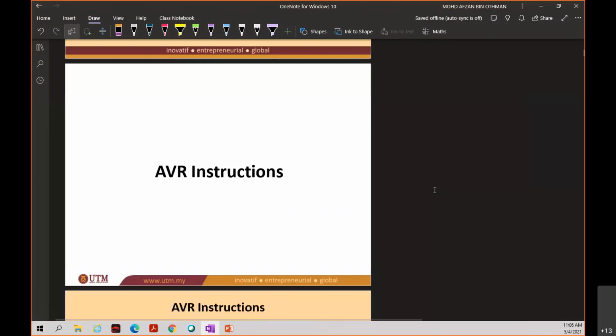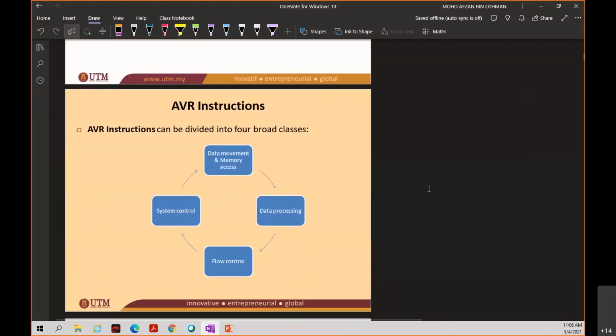Let's look at module 5. Here you will learn about the AVR instructions that you are going to use throughout this course. These AVR instructions can be divided into 4 broad classes. One is data movement and memory access. Then we have data processing, flow control, and system control. In the next slides, we will learn about all the instructions regarding these 4 broad classes.